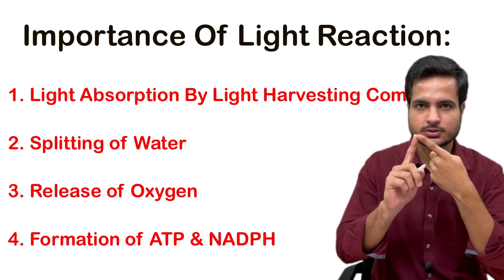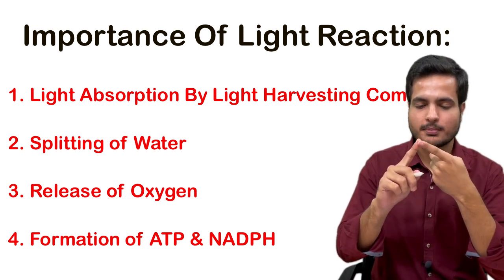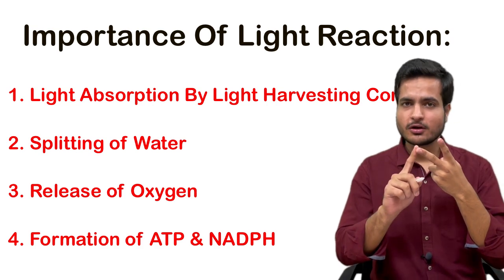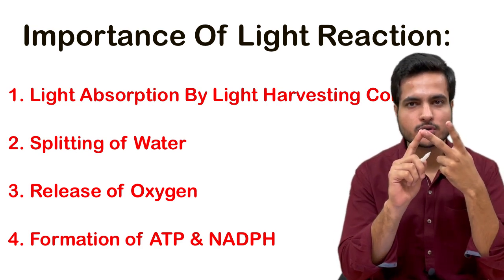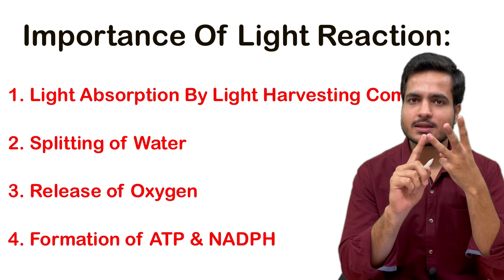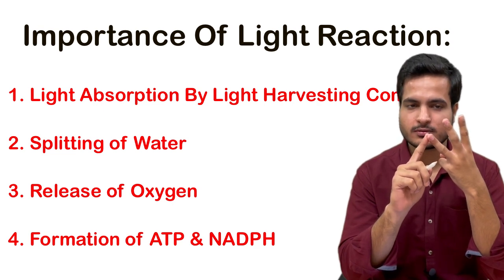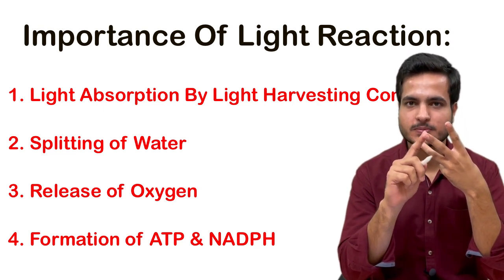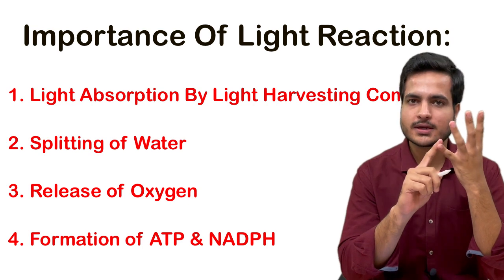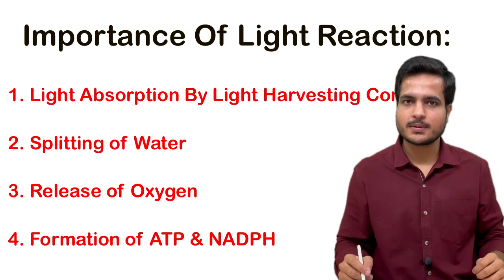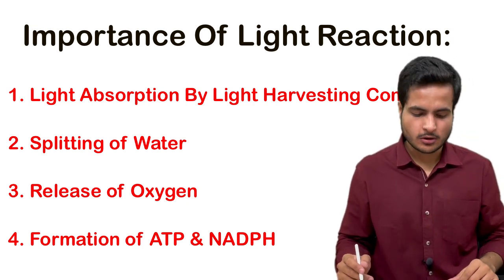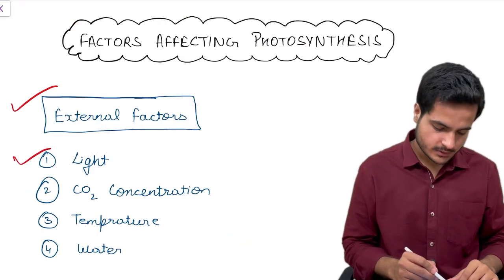First is light absorption, which is done by the light harvesting complex. The second thing is splitting of water, which provides electrons to photosystem II. Then the third thing is release of oxygen, which is taken from splitting of water. And the fourth thing is formation of ATP and NADPH, which are the energy currencies of the plant. Now this is the first point.